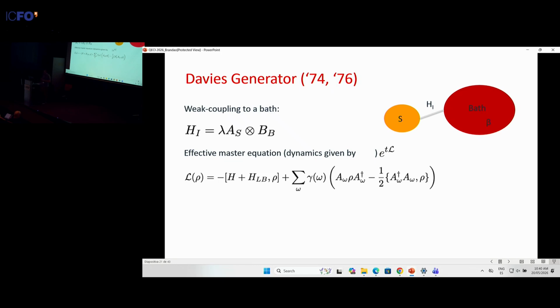And this was attempted even before quantum Metropolis. There are these results from Davies, also called the Davies generator, from the 70s. And what Davies did was the following. Let me see.